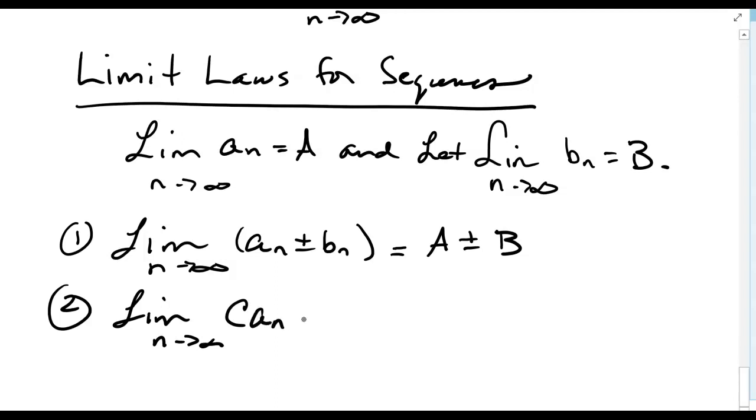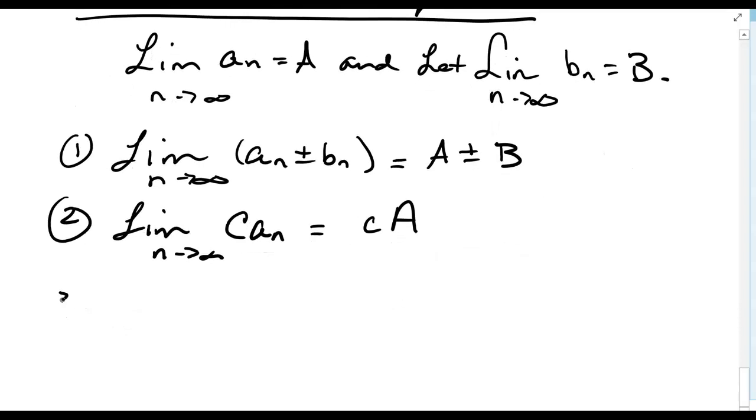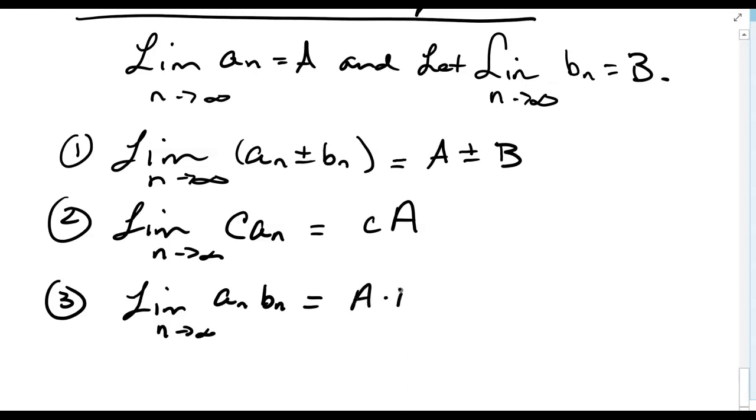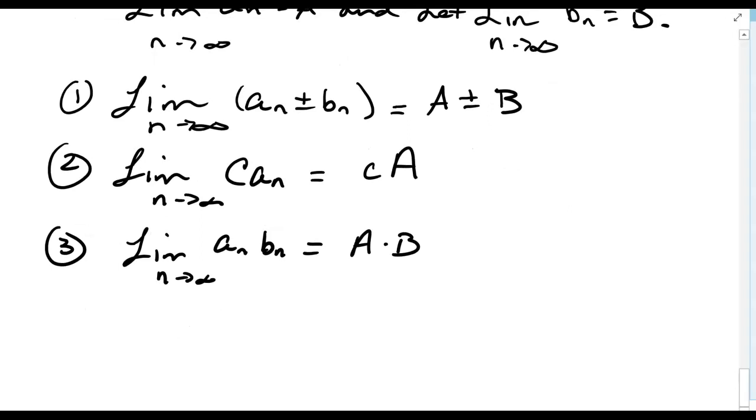If you're multiplying a constant by a sequence and you know the limit of that sequence, then it's just that limit times the constant. Again, I think you're familiar with these types of laws. And with limits, you can separate the product and take the limit of a to the n times the limit of b to the n, which means that would just be a times b. And same with division, right?